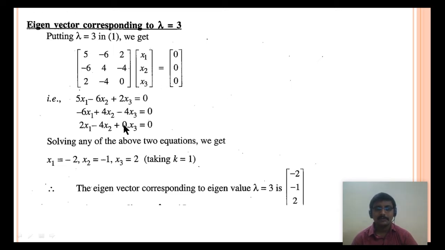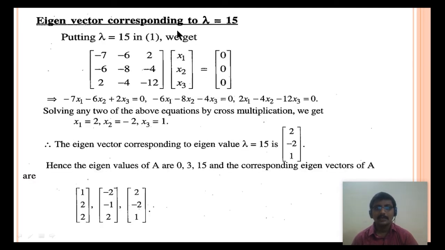So we will have three equations like this. Now we have to solve these three equations, consider any two of them, and solve using the cross multiplication method. We will have three unknown values, by taking k equal to 1, same as above. Thus the eigenvector corresponding to the eigenvalue lambda equal to 3 is the matrix of minus 2, minus 1, 2.